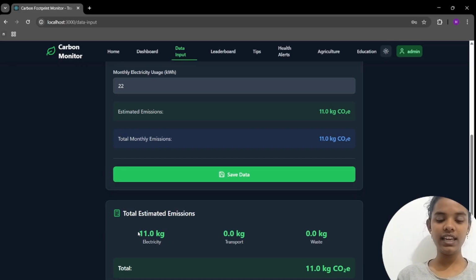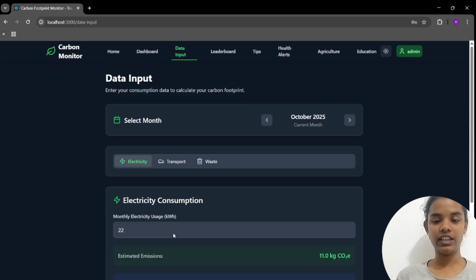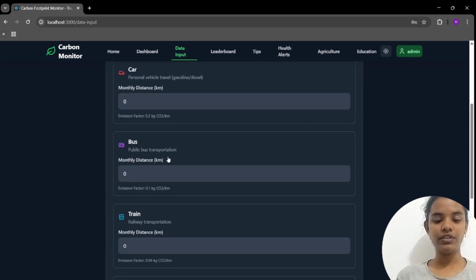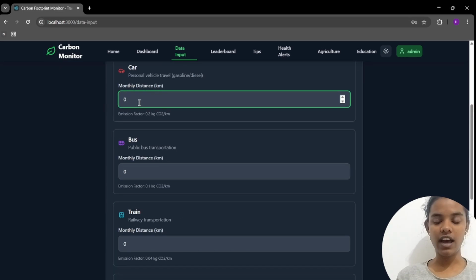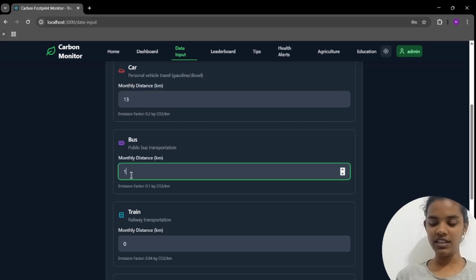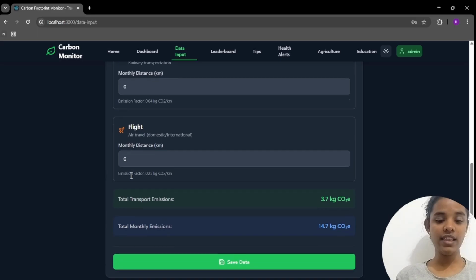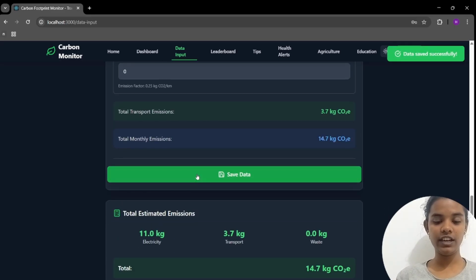Here you can see the total electricity carbon emission is 11 kg. Then I go to transport. I add the distance in kilometers I have traveled by car, then the bus, the train, and the flight. We save the data and then we have 3.7 kg.